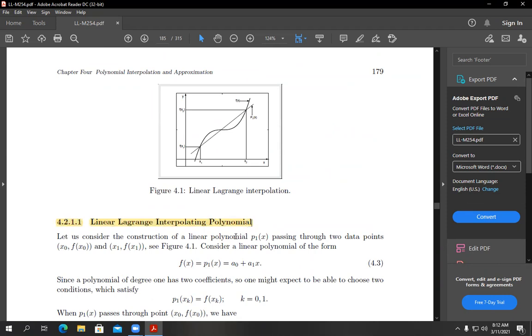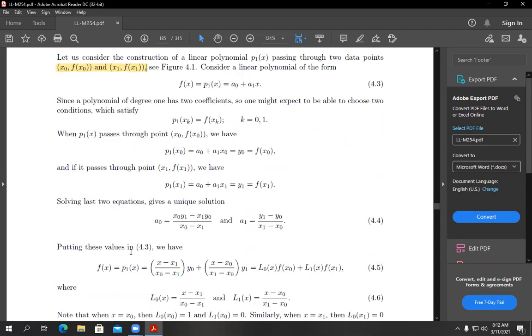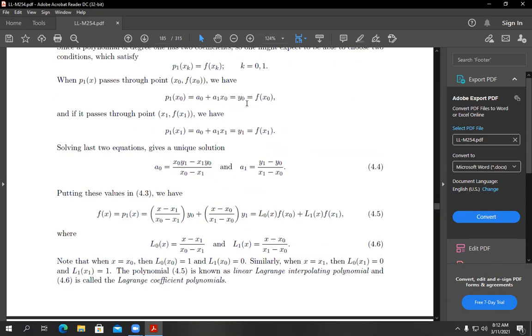And for a linear polynomial, how many points should we need? Linear means degree 1, and as I told you, for degree 1 we always need only 2 points, x0 and the corresponding function value, x1 and the corresponding function value. But the table gives more. Then we have to use the formula. I proved the formula, but there is no need to prove it. This formula you have to remember.